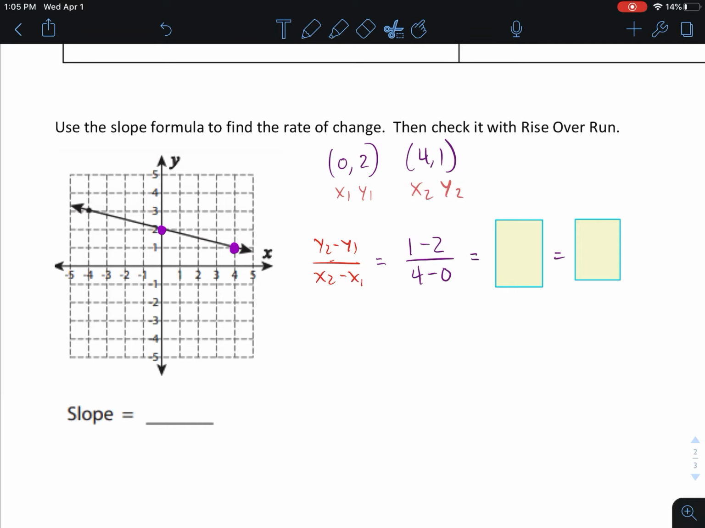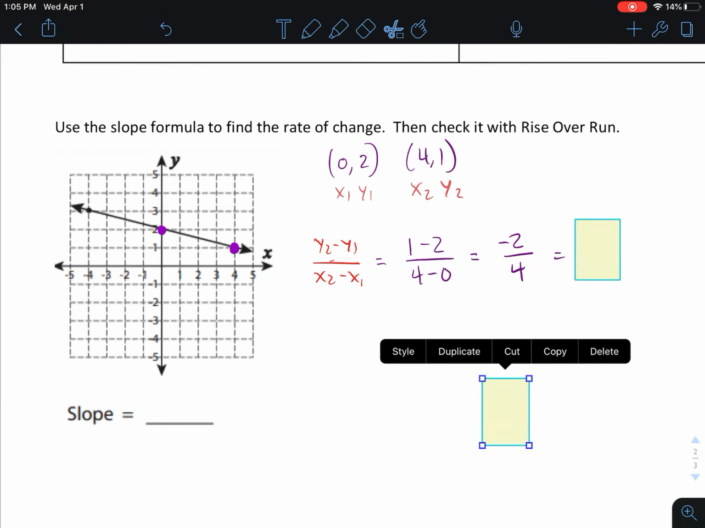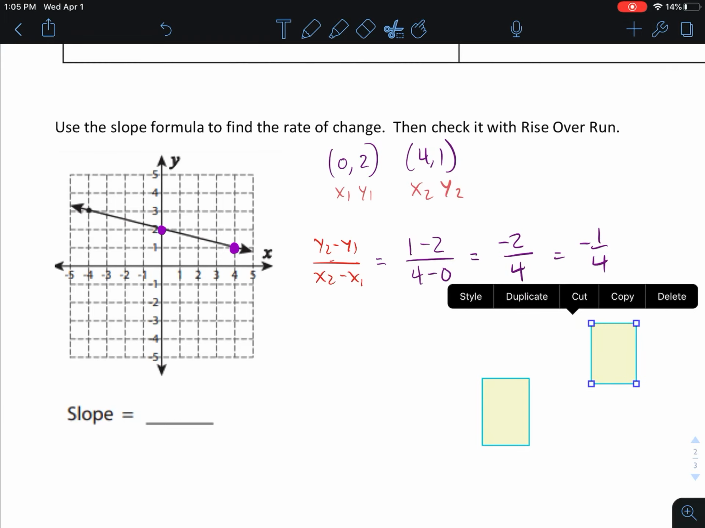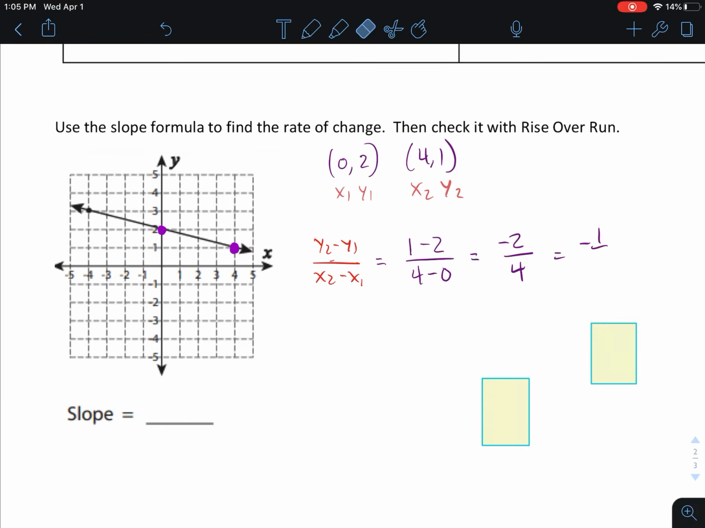Subtract the y's on top, subtract the x's on bottom. Simplify that. Ooh, that's a -1 in the numerator. Ooh. -1, and 4 minus 0 is 4. -2/4 simplifies to negative. Ooh, that's wrong. Shouldn't be -1/4. It should be -1/2. Nice try.